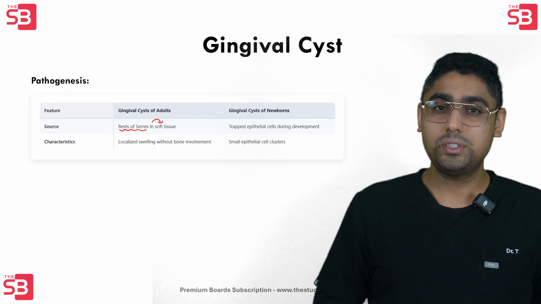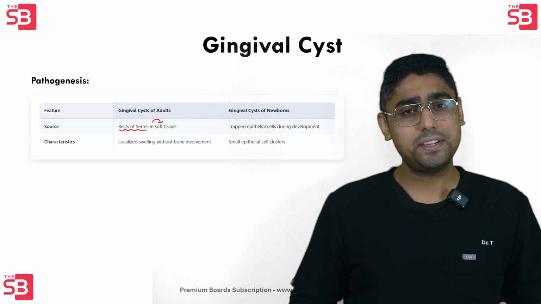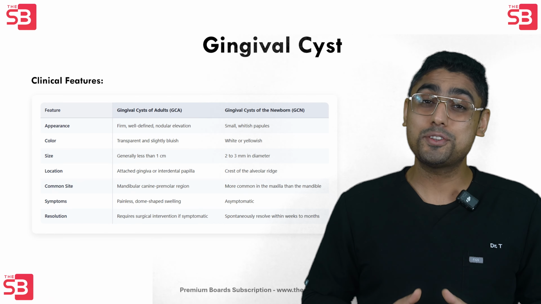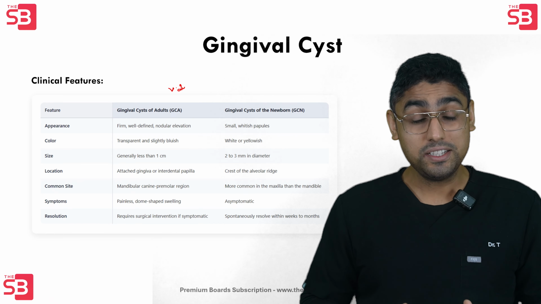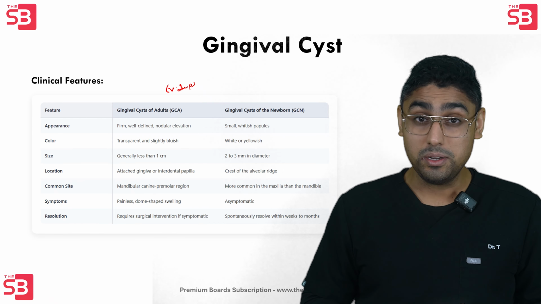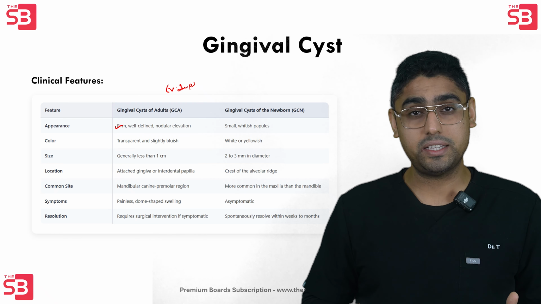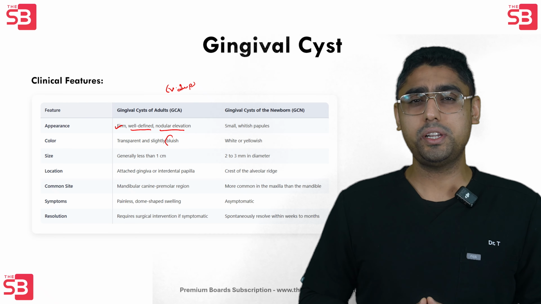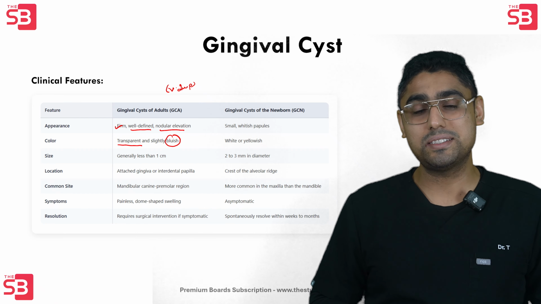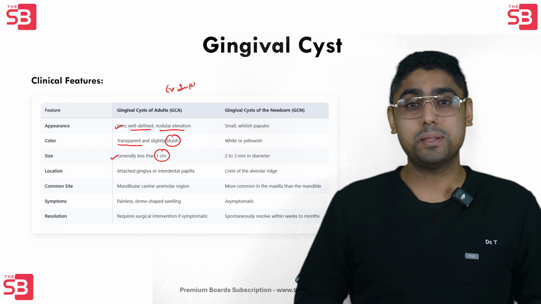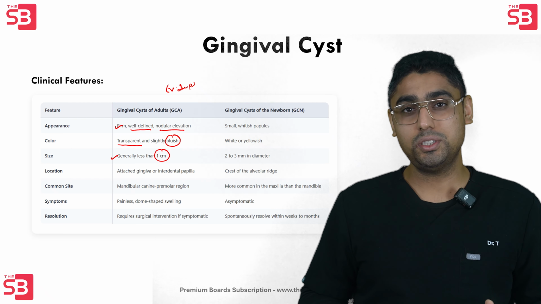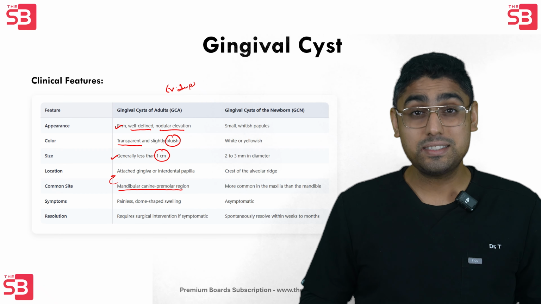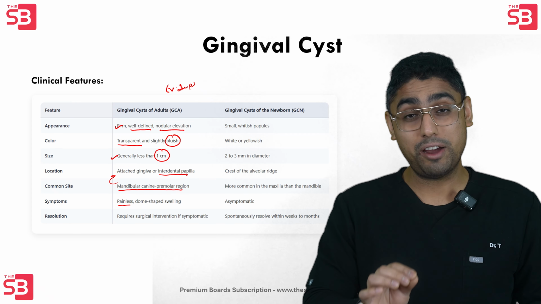Now let's talk about the clinical features, and specifically let's differentiate the gingival cysts of adults from gingival cysts of newborns. Now, gingival cysts of adults, they are firm, well-defined nodular swellings. They appear bluish in color, they have a transparent hue, and usually it is less than 1 centimeter. Most commonly, they are found in the mandibular canine to premolar region, along with the attached gingiva or interdental papilla. It is painless, dome-shaped swelling that you have to really look for.